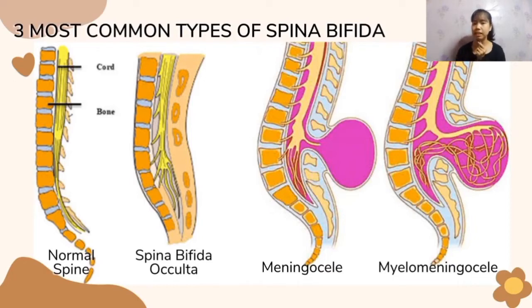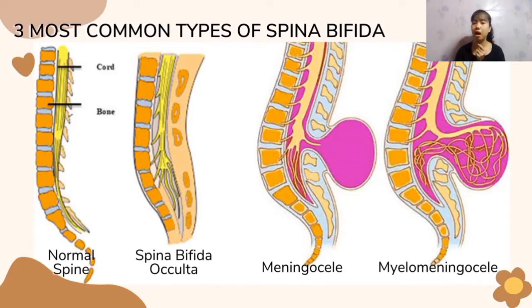Meningocele is another type of spina bifida. With meningocele, a sac of fluid comes through an opening in the baby's back, but the spinal cord is not in this sac. There is usually little or no nerve damage, and this type of spina bifida can cause minor disabilities. The last type is myelomeningocele.